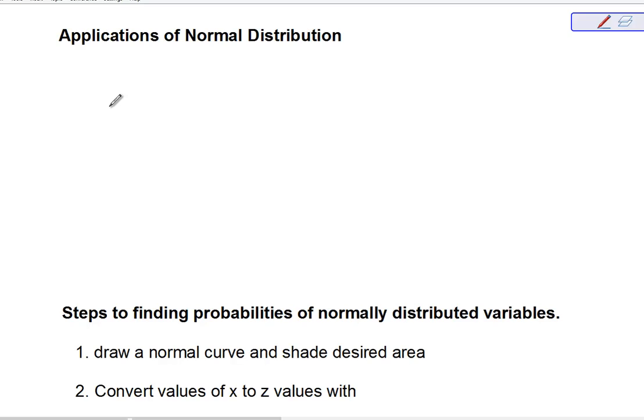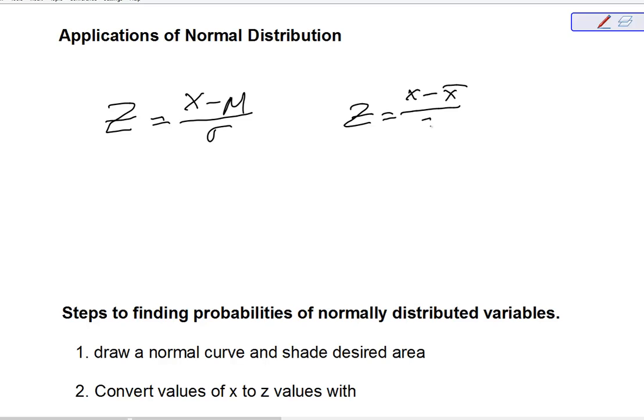We have already discussed the normal distribution. What we're going to discuss now is how to apply it and use it for applications. We're still going to be using the z-scores, and the z-scores, remember, are the value minus the mean divided by the standard deviation. And it always depends on if you're talking about the population or a sample. You still calculate them the exact same way.